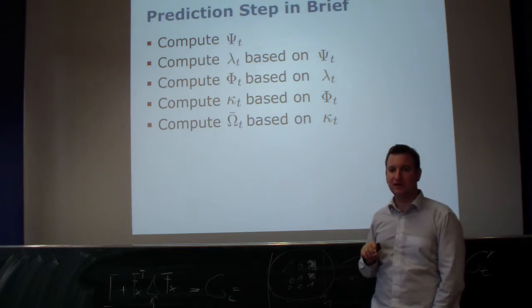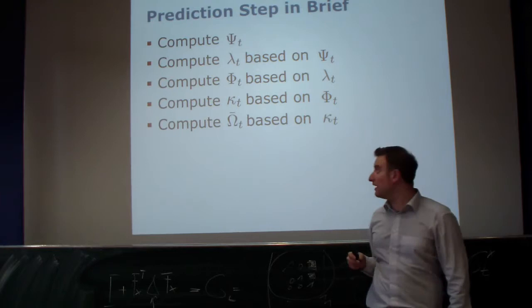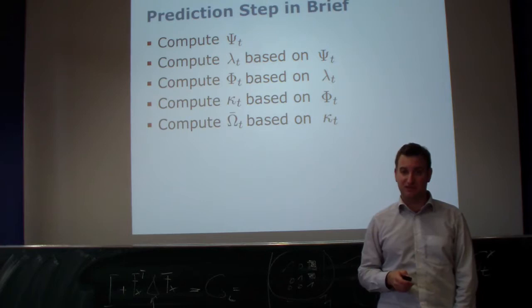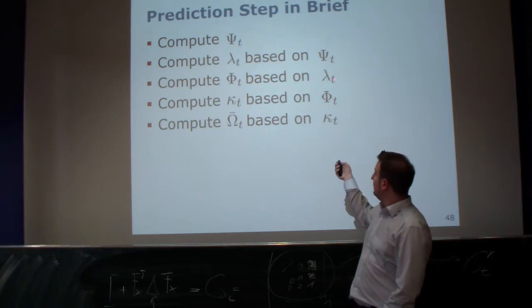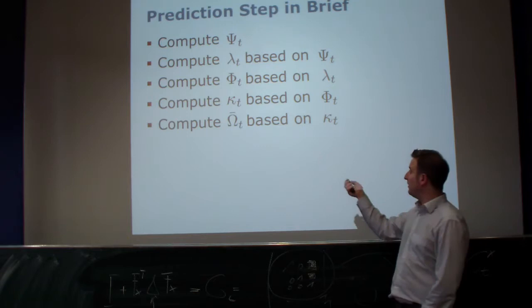Kind of non-small, this kind of small 3x3 block blown up to the high-dimensional space. If you have that, we can compute this matrix lambda. Again, constant time. If you have lambda, you can compute phi. If you have phi, we can compute kappa, and if you have kappa, we can compute our information matrix. These were kind of the steps we did so far.